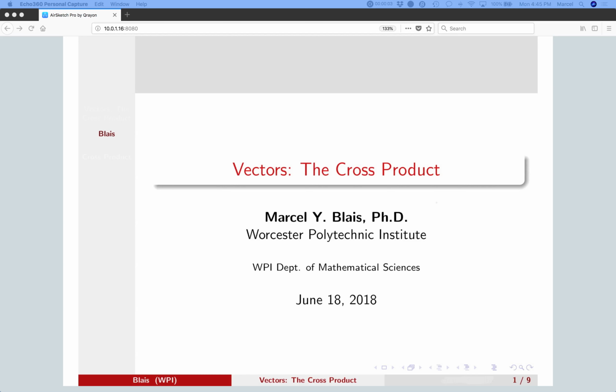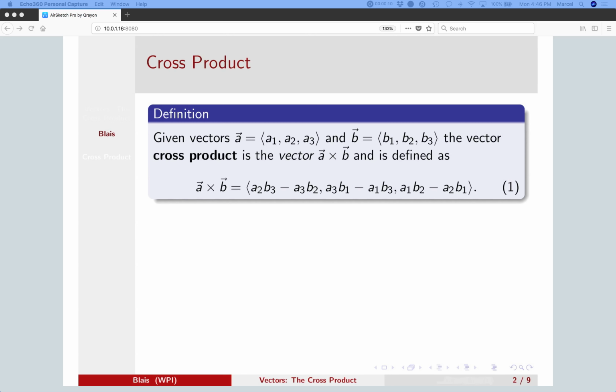Today we're going to take a look at the vector cross product. So remember, previously we defined what we called the vector dot product. The dot product, if we took A dot B, the result was a scalar. So that was a type of vector multiplication that resulted in a scalar number.